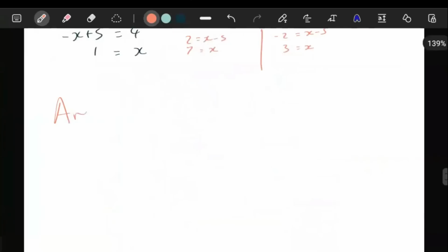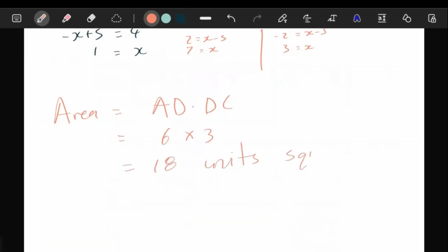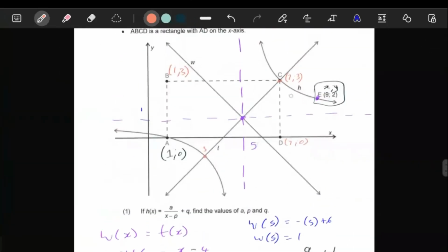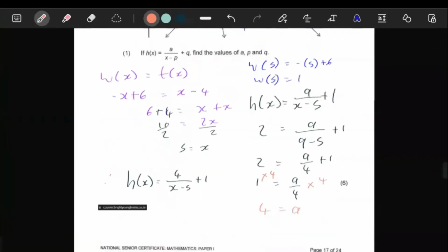So our area is going to be AD times DC, which is going to be 6 times 3, which is going to be 18 units squared. There you go. Nothing crazy, nothing major, just free marks everywhere. Let's move on.